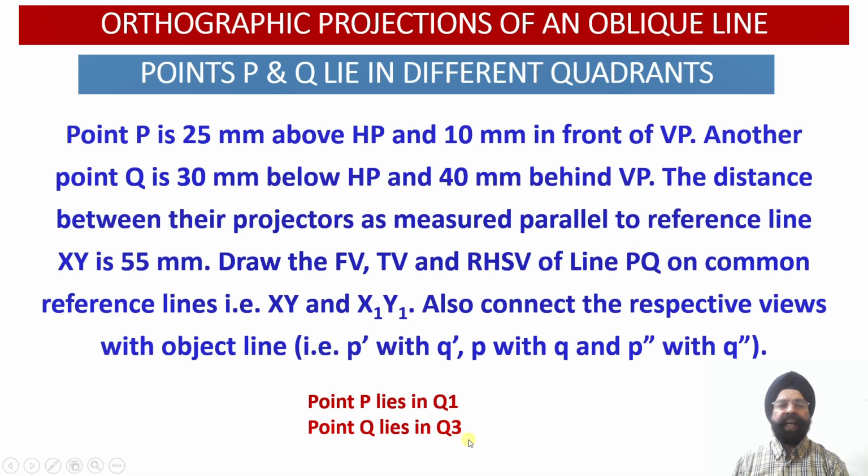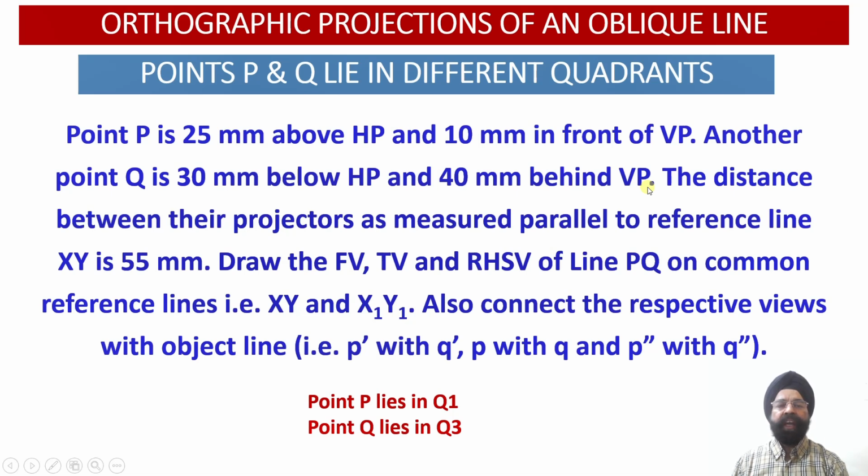So we understand that whenever a point lies in quadrant 1, the front view of the point, that is P dash, will be located above the XY reference line, and the top view corresponding to that point, that is point P, will lie below the XY reference line. Whereas whenever the point lies in the third quadrant, the front view of that point, that is Q dash, will be lying below the XY reference line, and the top view of that point, that is point Q, will be lying above the XY reference line.